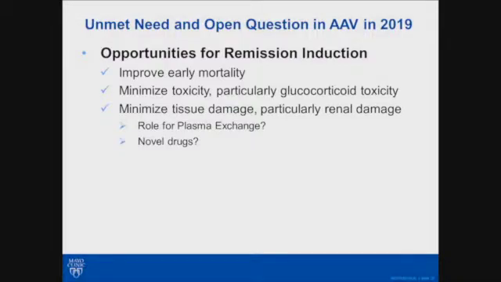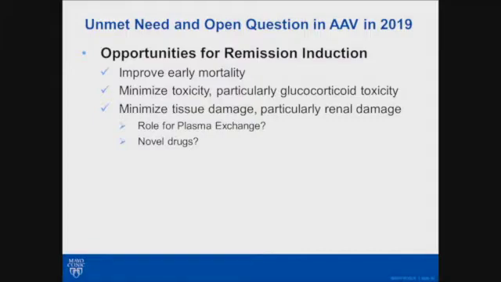The focus is, of course, on minimizing tissue damage, and particularly the renal damage, and we'll talk a little bit about the potential tools that we have to do that. What about plasma exchange? Has anyone in the room received plasma exchange at any time? Okay, there's a handful. We'll talk about this and how we think about this today compared to 10, 15 years ago.